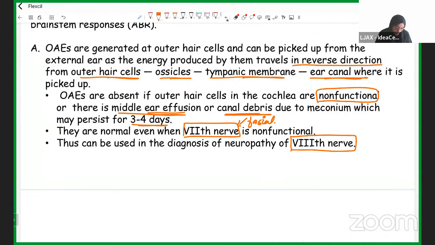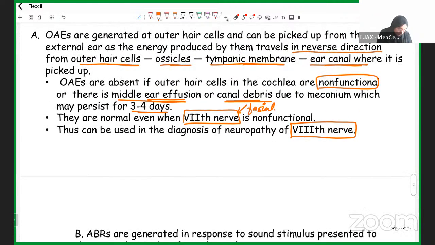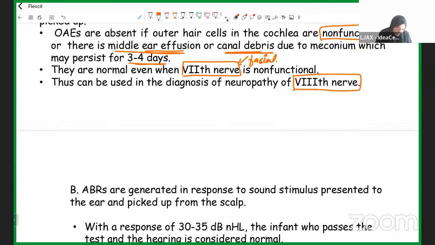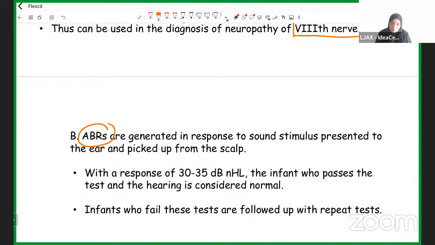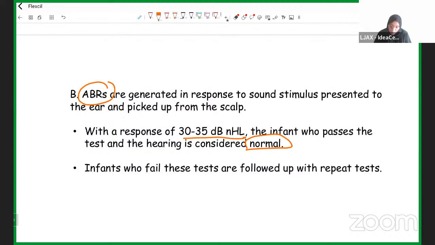Now, ABRs are generated in response to a sound stimulus presented to the ear and picked up from the scalp. So there are two tests, remember: OAEs and ABRs. With a response of 30 to 35 dB nHL, the infant who passes the test has hearing considered normal. But if the infant fails the test, you have to follow up the patient and repeat the test again.